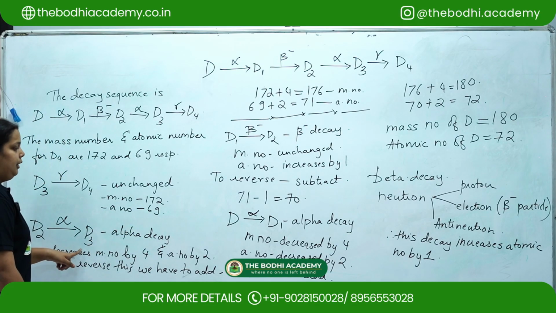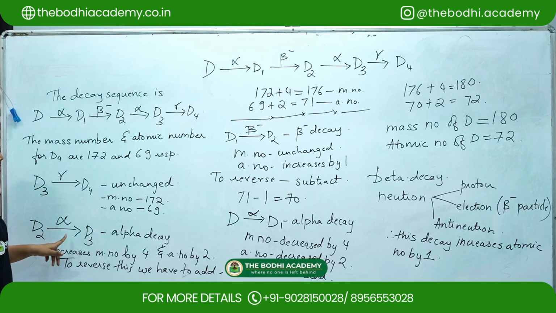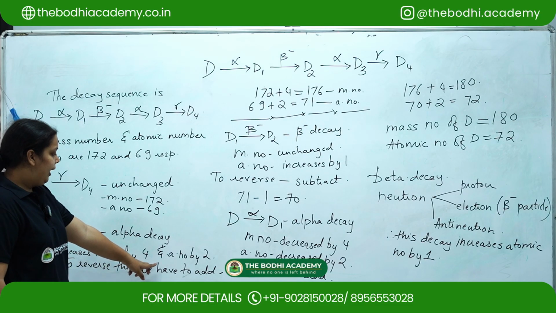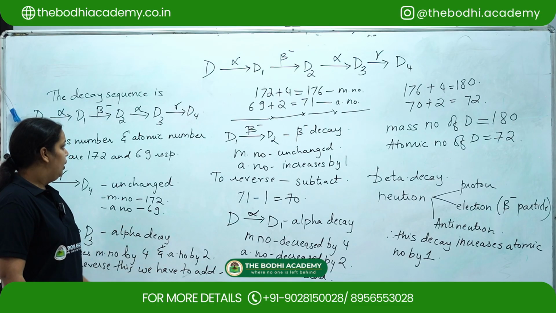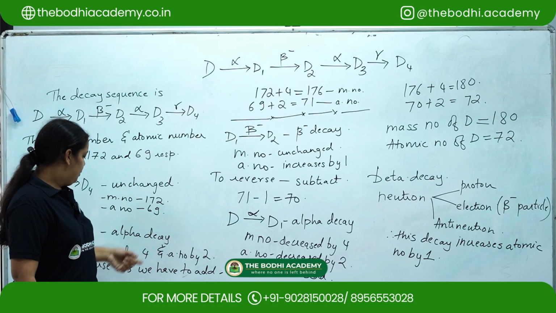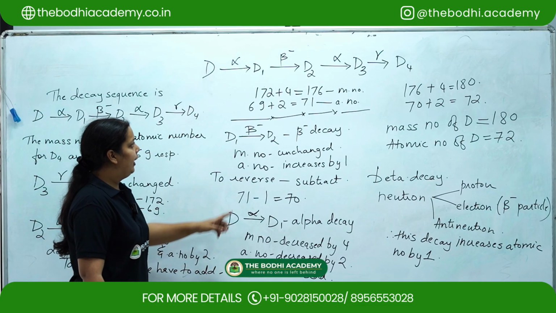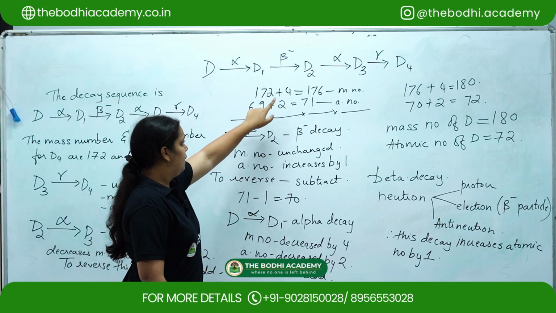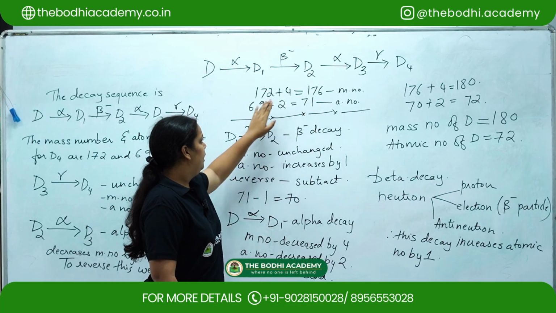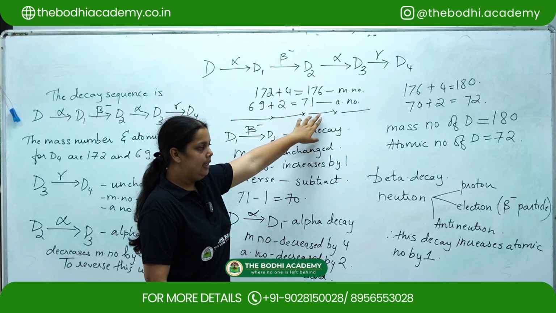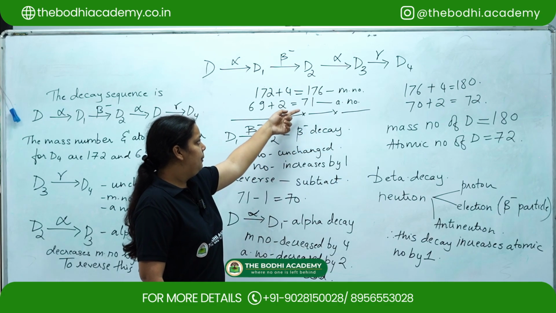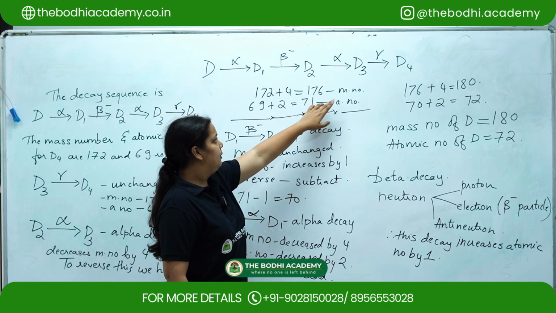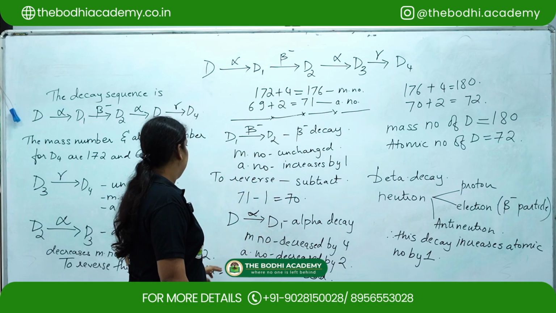From D2 to D3, it is alpha decay. So it decreases the mass number by 4 and atomic number by 2. And we are using reverse, so to reverse this, we'll have to add. So 172 plus 4 is 176, 69 plus 2 is 71. So the atomic number will be 71 and the mass number will be 176.